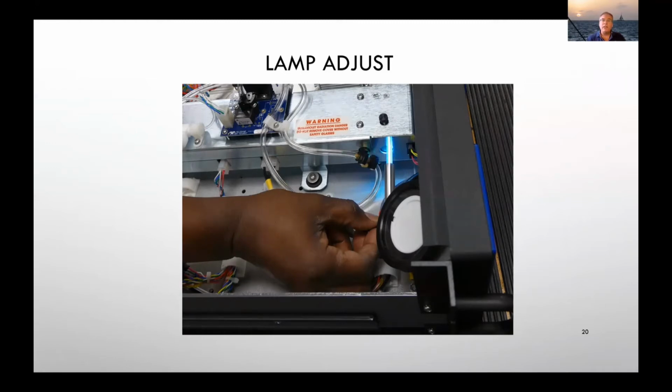Otherwise, lamp adjustments are a regular feature of this instrument, in that you do need to adjust lamp intensity, and there's a whole procedure on this. What we're looking for is lamp intensity of 4,600 millivolts. That's the optimal setting. Over time, it does tend to go down, and 3,500 millivolts is the minimum, and an adjustment needs to be made at that point.